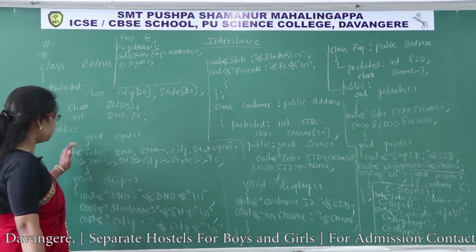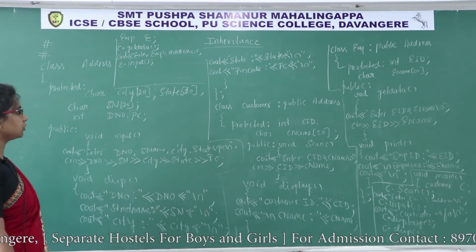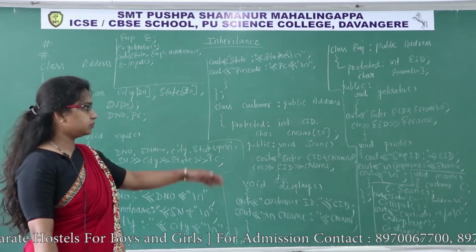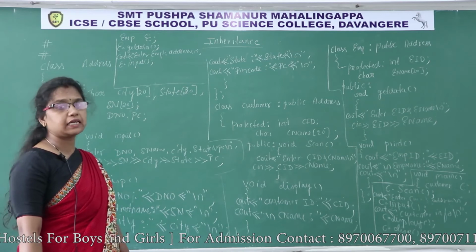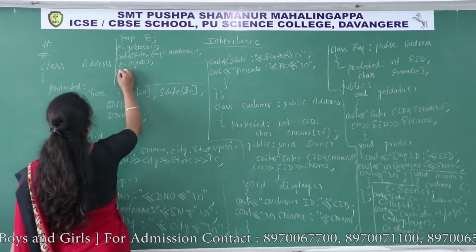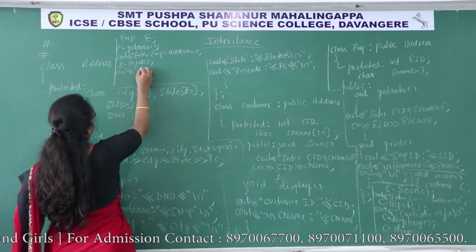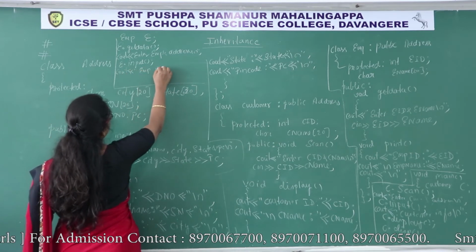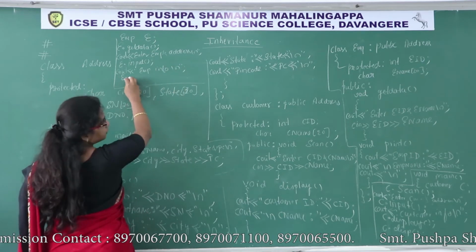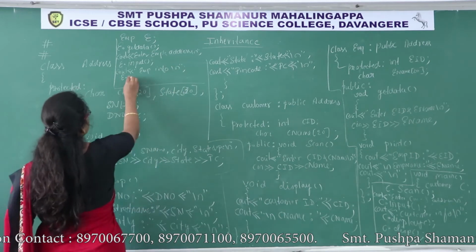First I want to display employee name and employee ID. To display that, there is a function called print. It's the member function of the class EMP, its own function. I have to call that function. Before that I'll give a statement, cout employee info. Now e.print.